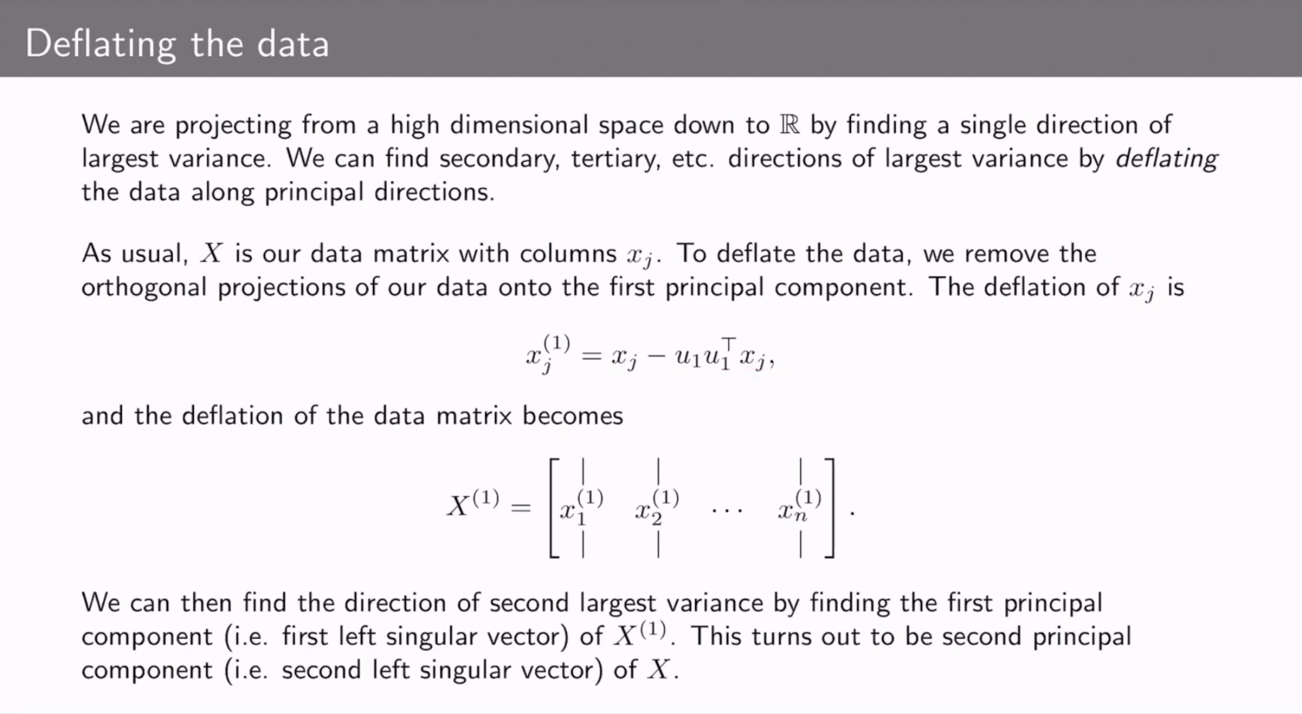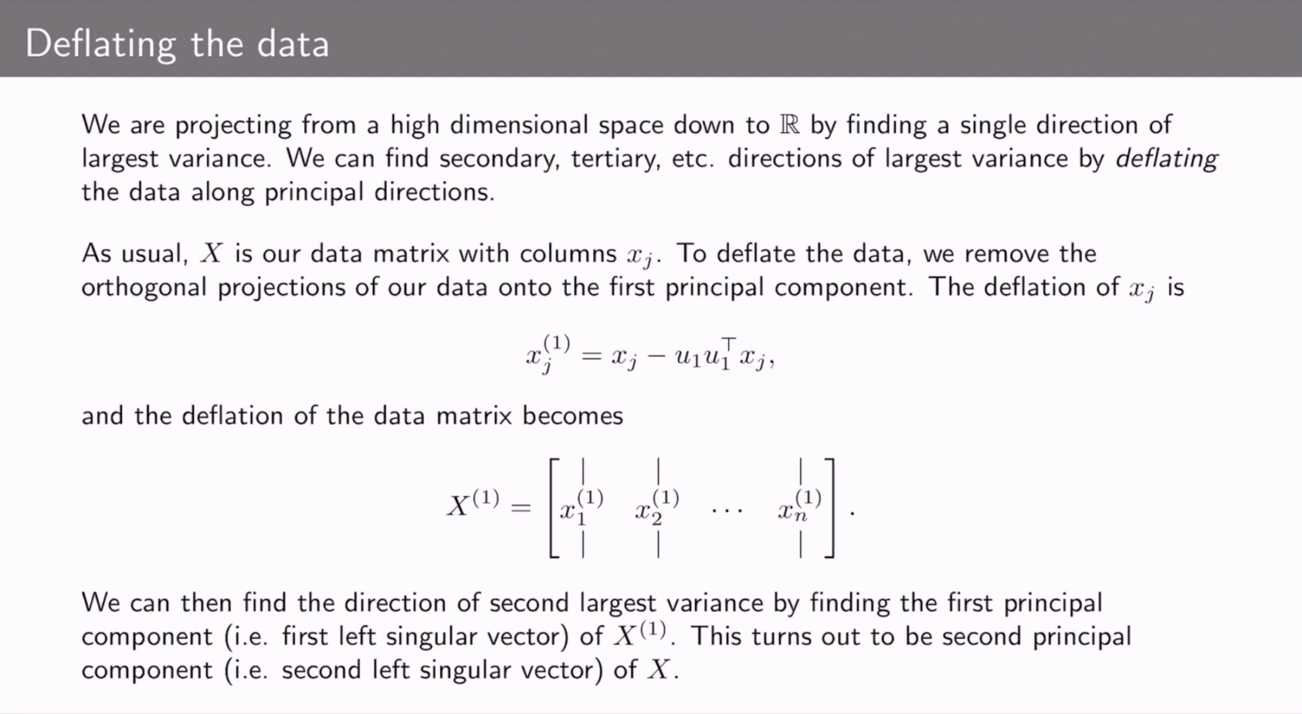I'll call this xj superscript 1, the deflated xj. The deflated data matrix will be written x superscript 1, and it has as its columns each of the deflated xj's. All of the variance in the first principal direction in our original data x has been removed from the deflated data. Therefore, if we find the first principal direction of the deflated data, we'll obtain the second largest direction of variance for the original data.